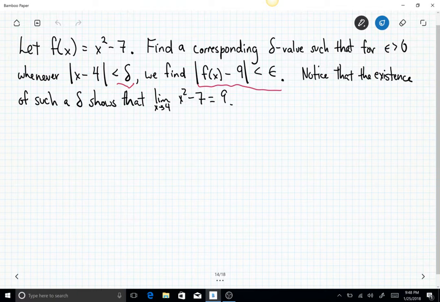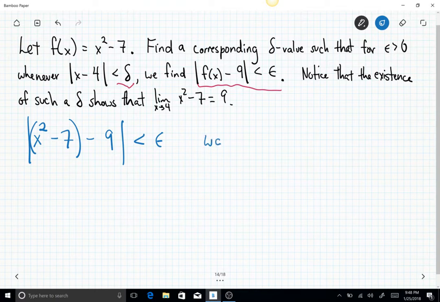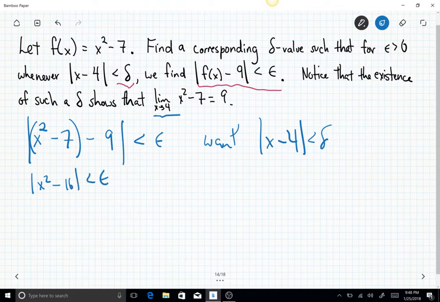In terms of what happens here, let's take a look. So we have f of x minus 9, that's x squared minus 7 minus 9 is less than epsilon. We want, so the limit as x approaches 4, that means we want absolute value of x minus 4 is less than delta. So what happens here? Now in this one, you get x squared minus 16 is less than epsilon, and then we can break this up into an absolute value of x minus 4 times x plus 4. Okay, so that thing's less than epsilon too.